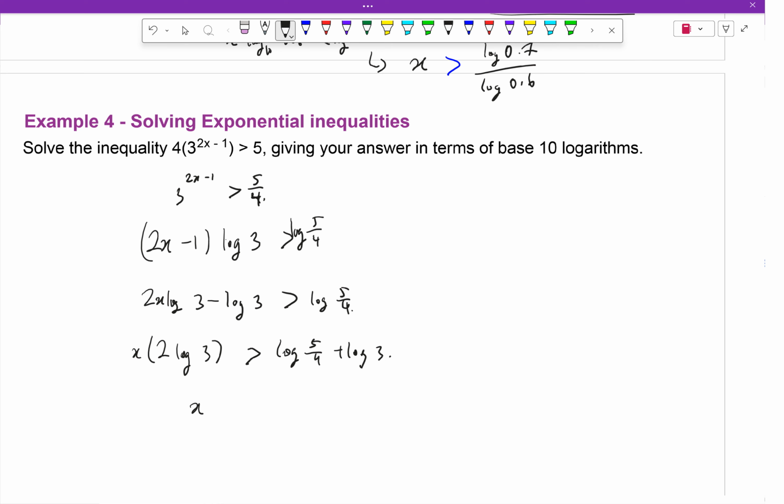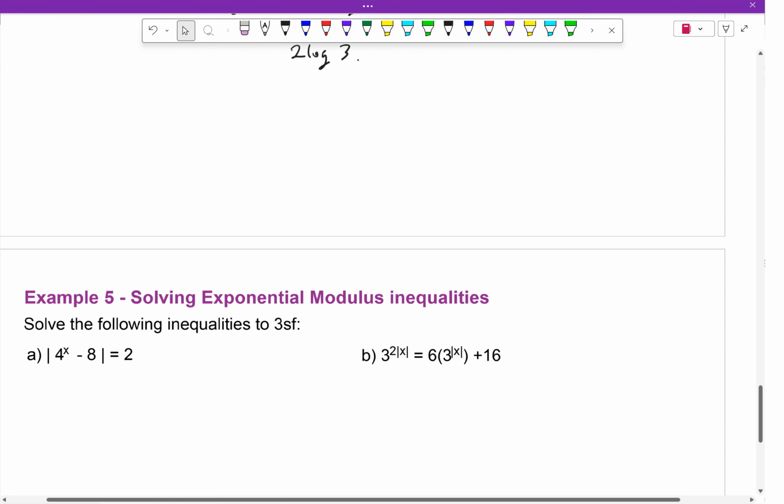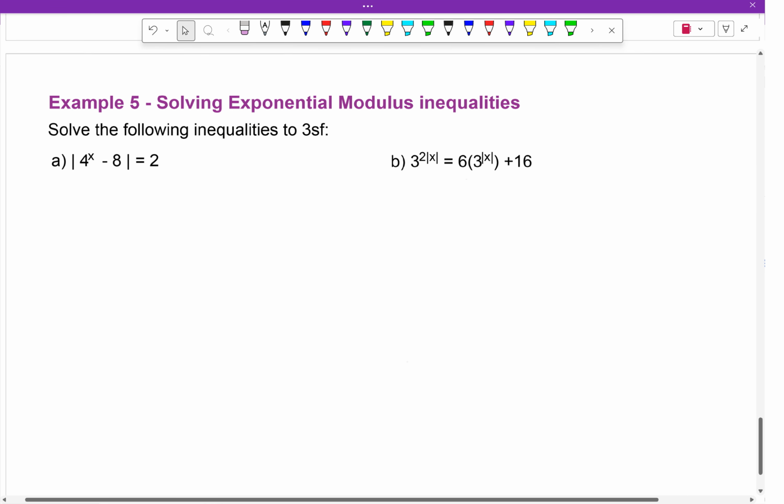So x is just bigger than log 5/4 plus log 3 over 2 log 3. Done. Okay, nothing to worry about. Because the log inside the log, it's all positive, because it's all above 1. Now let's try with modulus. Okay, so that means it's always positive.